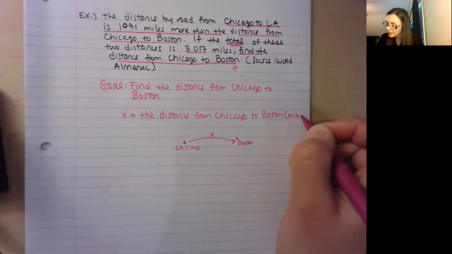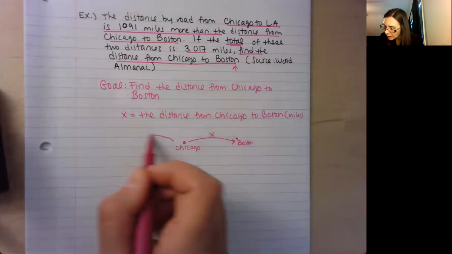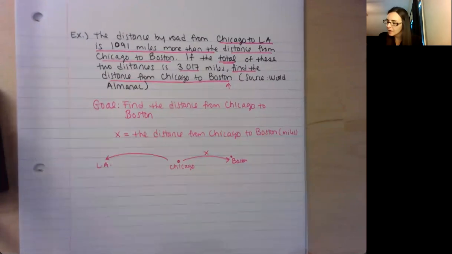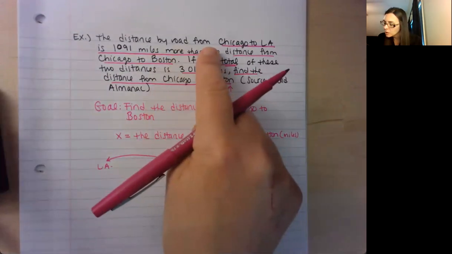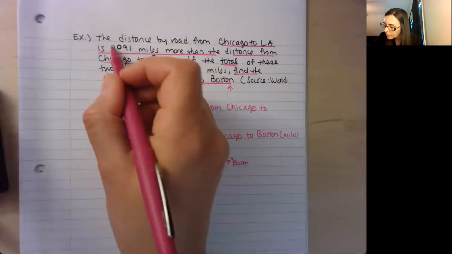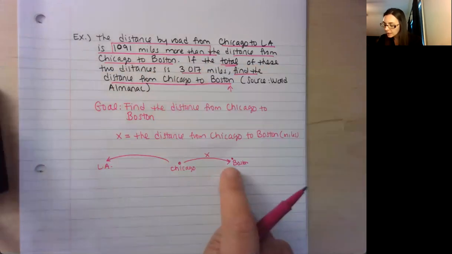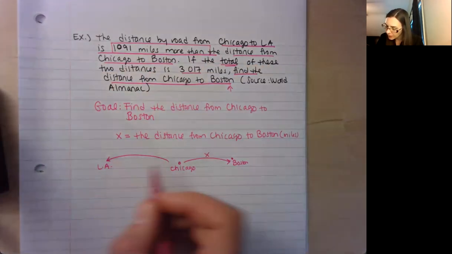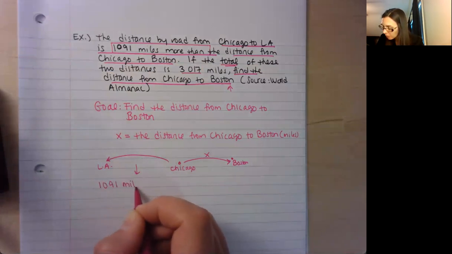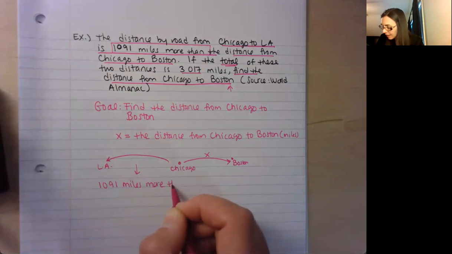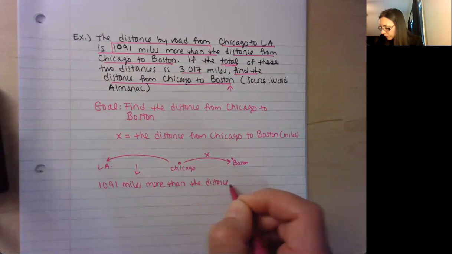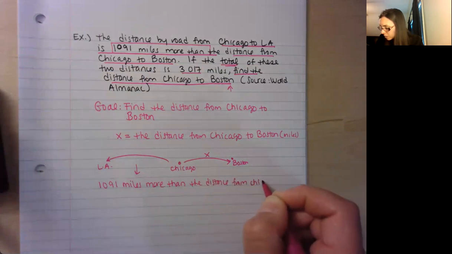Right, we're in miles here. And then we're also going from Chicago to LA. Now, what do I know about Chicago to LA? If I go back and read here, I know that Chicago to LA is 1,091 miles more than the distance from Chicago to Boston. So this here is 1,091 miles more than the distance from Chicago to Boston.